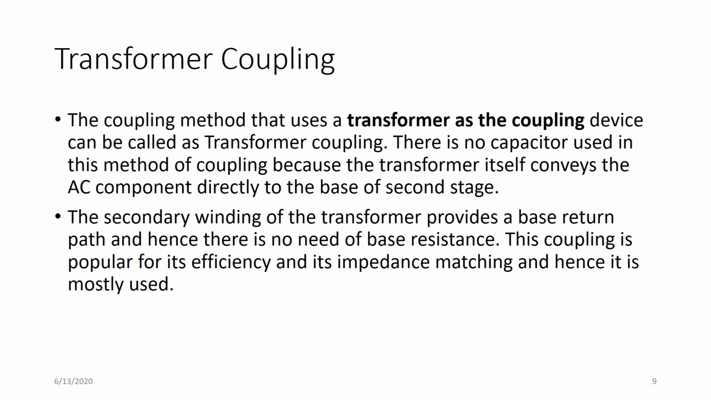Transformer coupling, which uses a transformer as a coupling device, is called transformer coupling. There is no capacitor used in this method of coupling because the transformer itself conveys the AC component directly to the second stage. The secondary winding of the transformer provides a base return path, and hence there is no need of a base resistance. This coupling is popular for its efficiency and impedance matching, and hence it is mostly used.